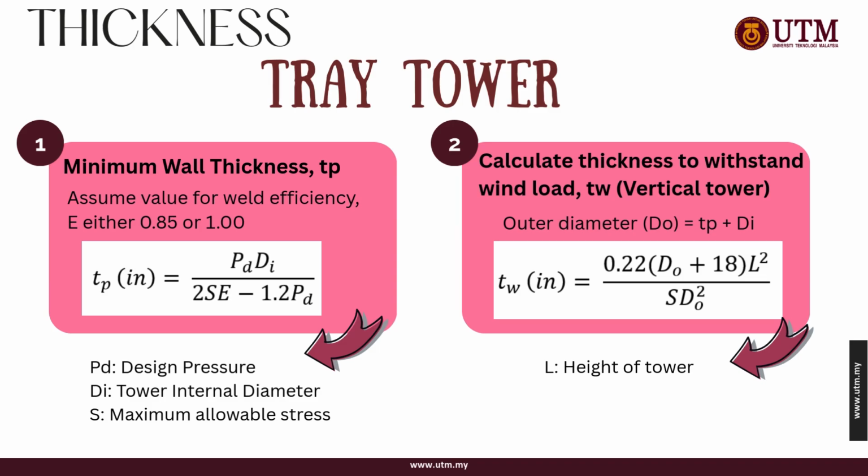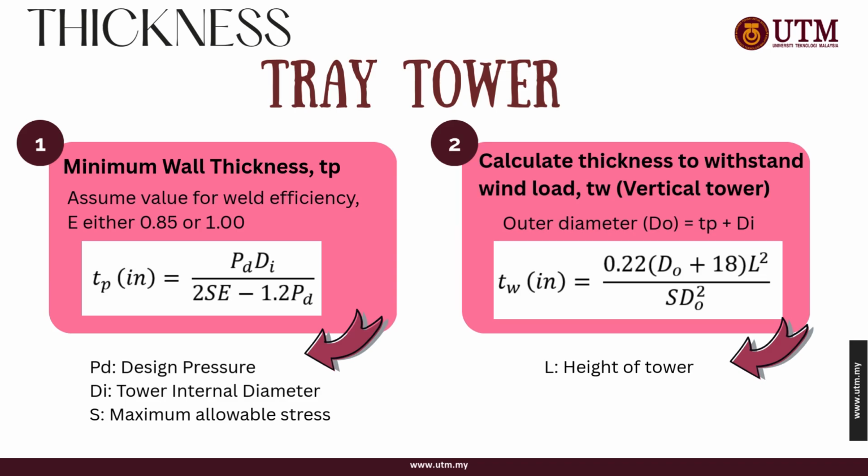Now let's look at how to calculate the thickness of the tray tower. To find the minimum wall thickness, also known as tp, first we need to assume the value for weld efficiency, E, either 0.85 or 1.0. Then from the given equation, where PD stands for design pressure, Di stands for tower internal diameter, and S stands for maximum allowable stress, we can find the minimum wall thickness.